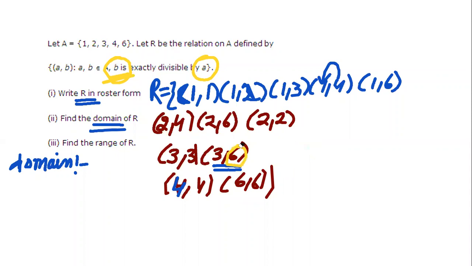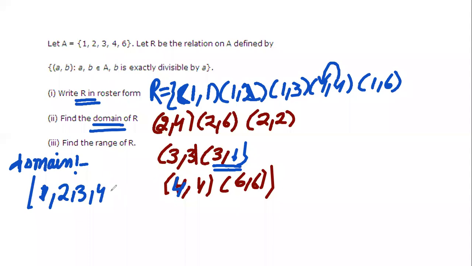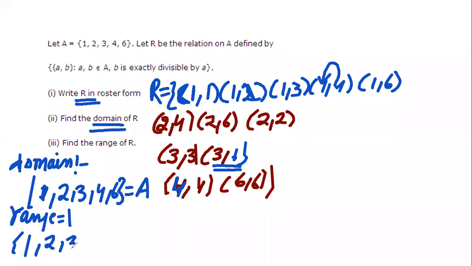Now what is the domain here? 1, 2, 3, 4, 6. The answer is 1, 2, 3, 4, 6. You can say complete set A becomes the domain. And what will be the range? 1, 2, 3, 4, 6. It will be the same, ma'am. Yeah, that is 1, then 2 is coming, 3 is coming, 4 and 6. That is the same, which is equal to A. Okay. So this is the question.